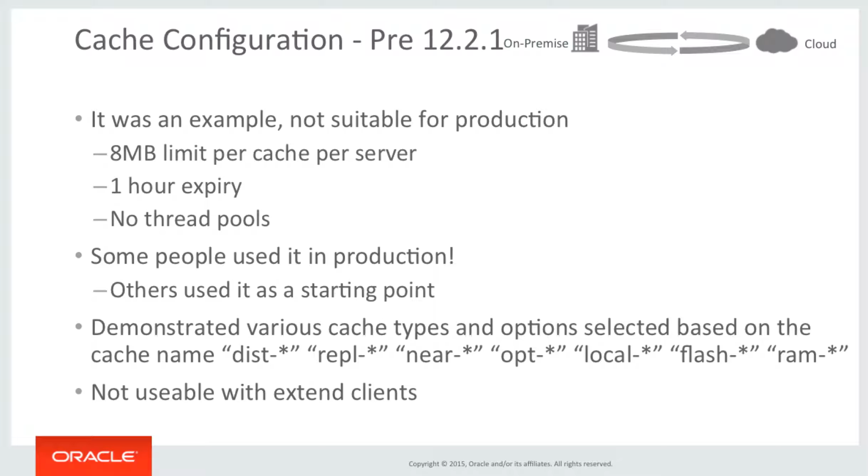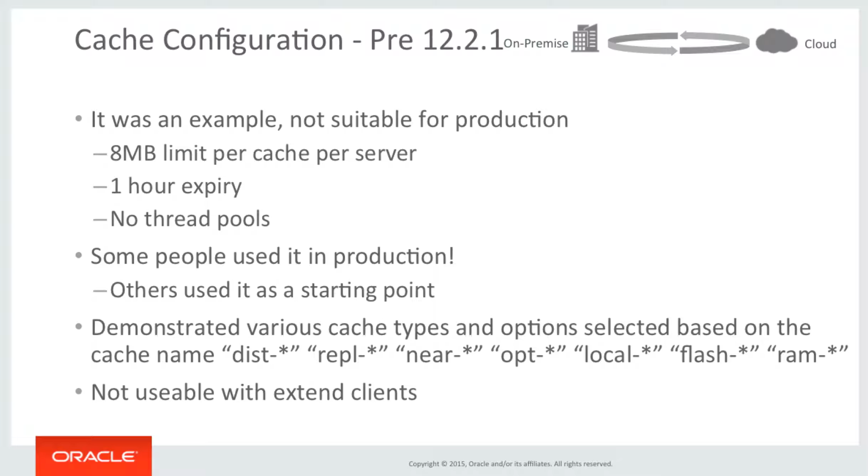Some of the things that you can look into it and see why it wasn't meant for production. There was an 8 megabyte limit per cache per server. So that was the default high units. You store more than that, and we start evicting other entries to save space. It also had a 1 hour expiry. So we stuff something in the cache, and an hour later, it's magically gone.